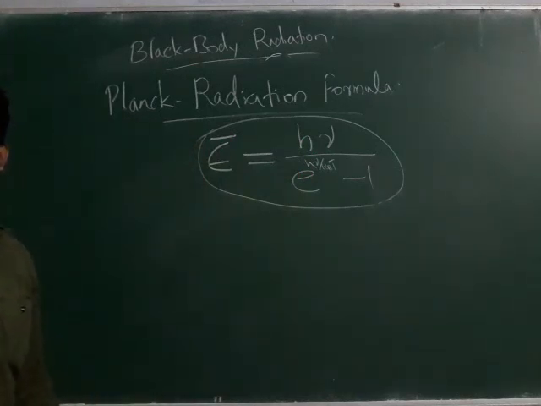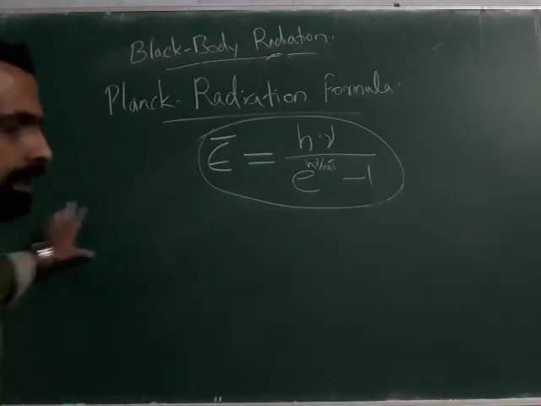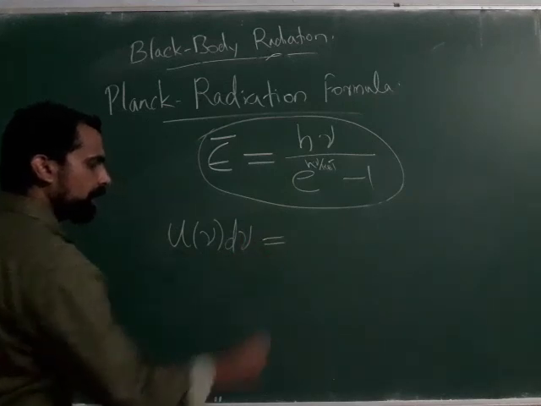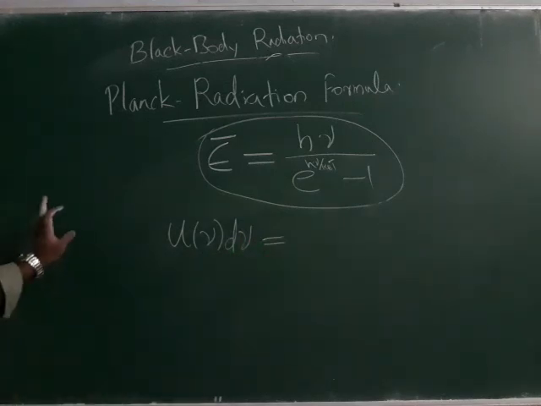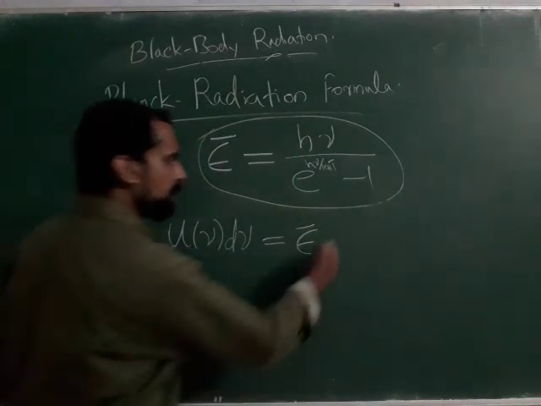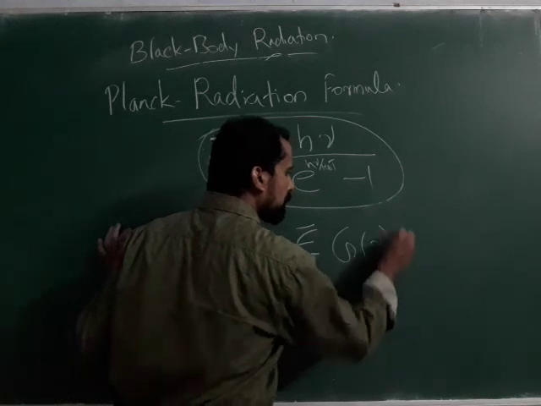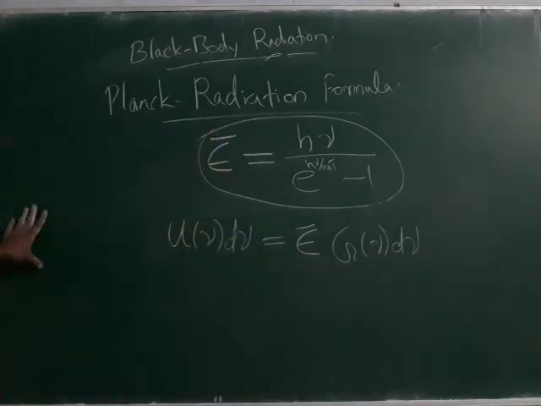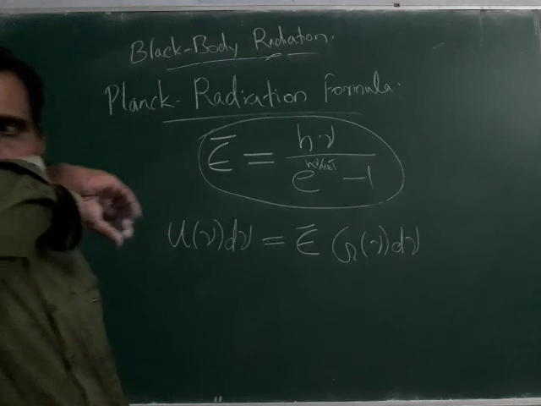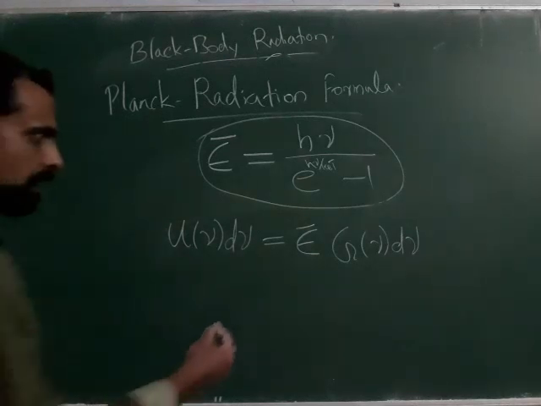Now the Planck's radiation formula, that we will get as u nu d nu is equal to E average G nu d nu. Okay, and you already have G nu d nu, and you need to multiply with the average energy. Instead of kT, you are using this one. So that is the difference. That will make a huge difference.